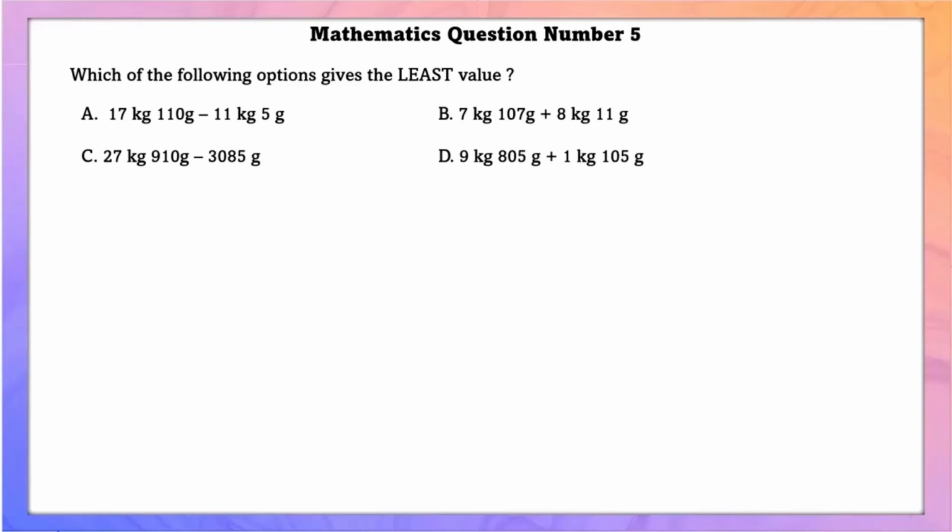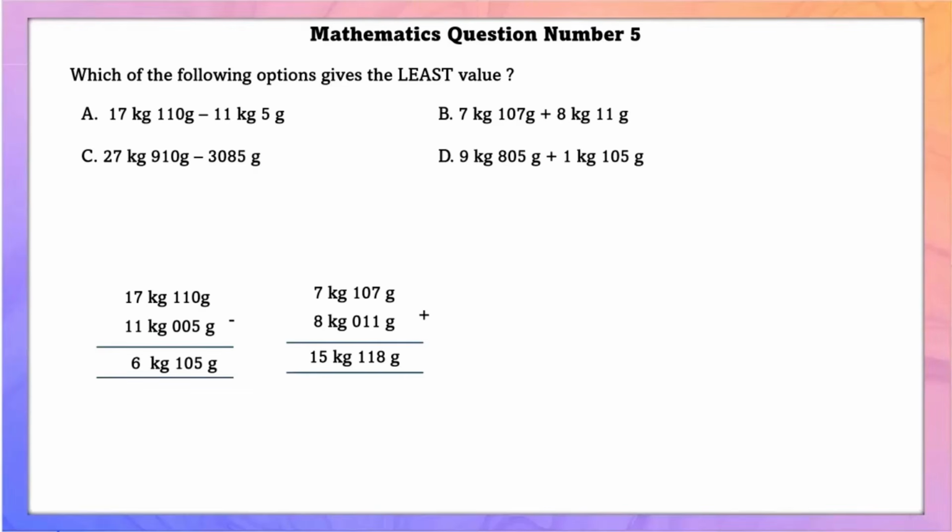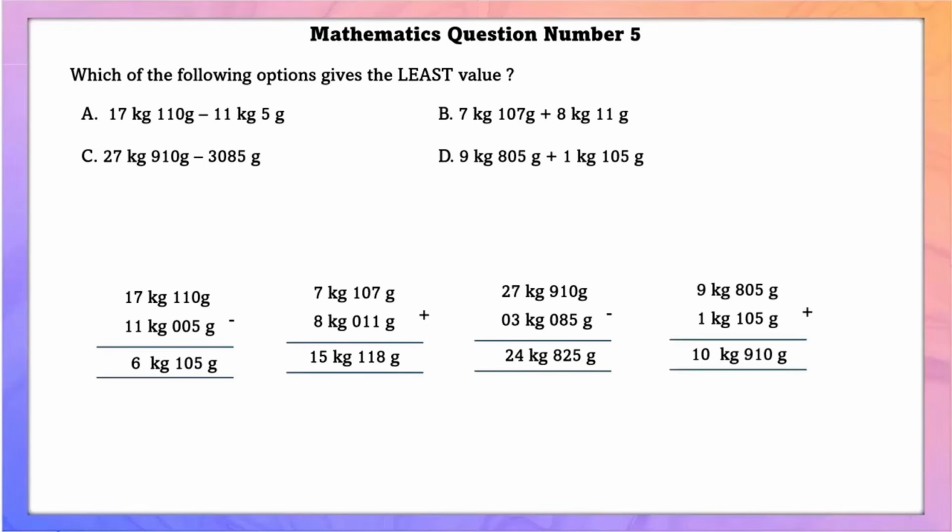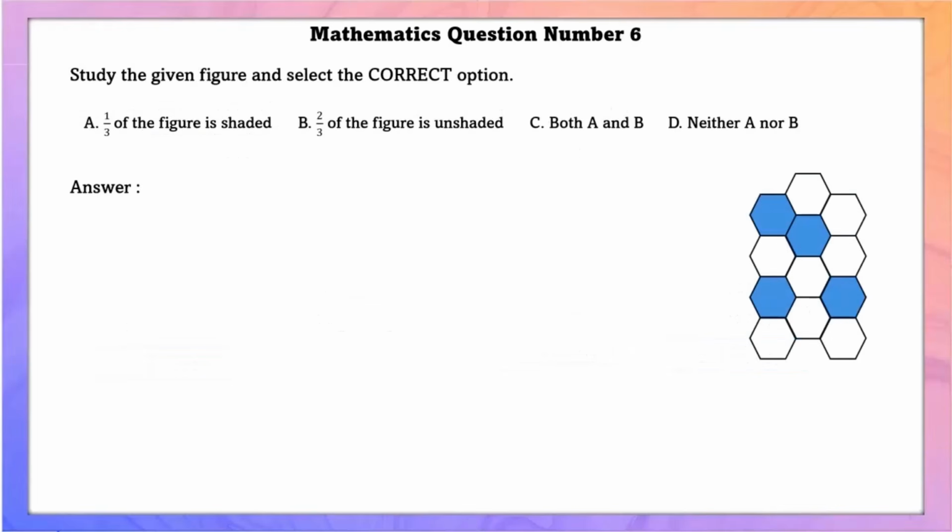Mathematics question number 5. Which of the following options gives the least value? The A option is 6 kg 105 grams. In B option we get 15 kg 108 grams. In the C option we get 24 kg 825 grams. And in the D option we get 10 kg 910 grams. Therefore, the option which gives the least value is the A option.